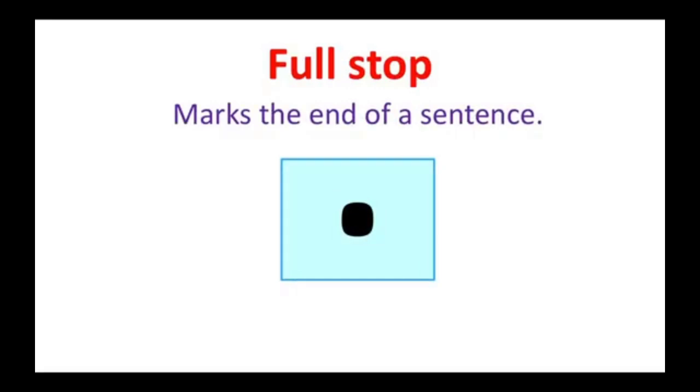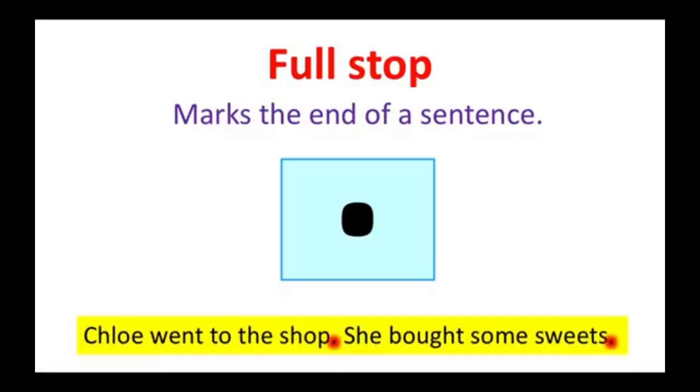A full stop marks the end of a sentence. For example, Chloe went to the shop. She bought some sweets. Comma.